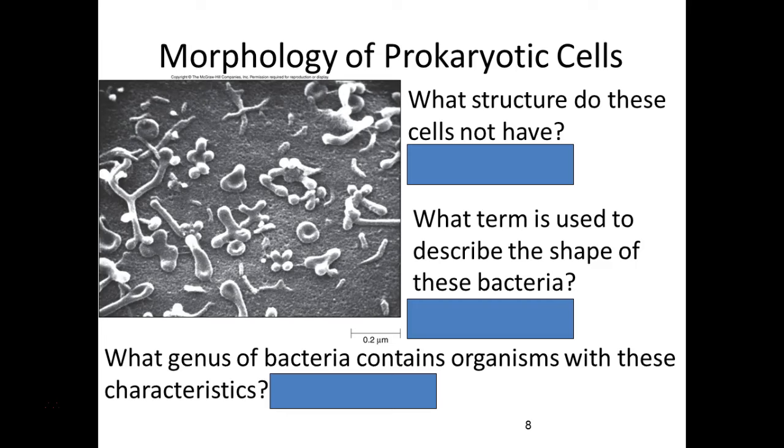So they're not holding a characteristic shape. Why would they? What structure usually helps them hold their shape? The cell wall. So these guys, guess what? No cell wall. So what term do we use to describe these bacteria that don't have a characteristic shape? Pleomorphic.